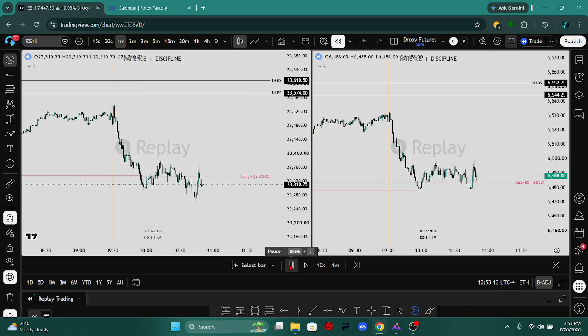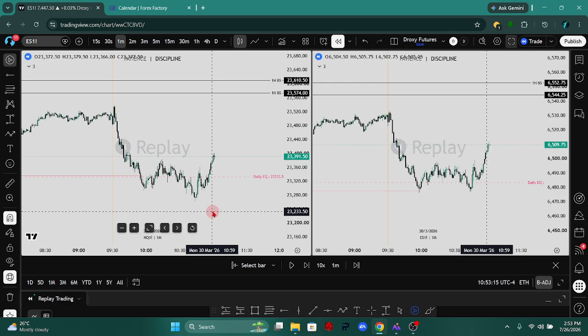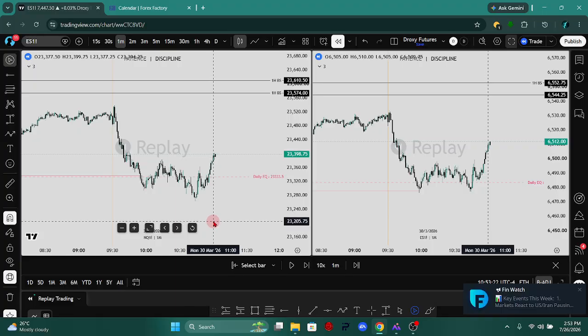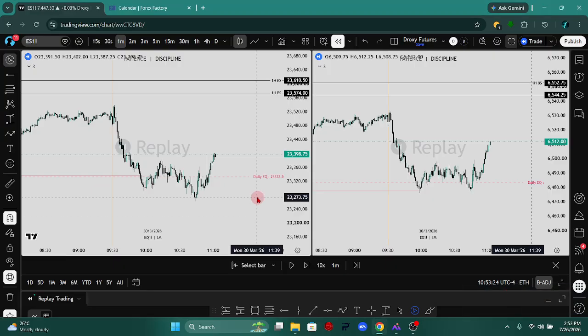You can see we are approaching 11 o'clock, and now it's 11 o'clock here. Which means I'm done with my session. I trade once a day, so if I'm done with my session, it means I'm done with trading today.